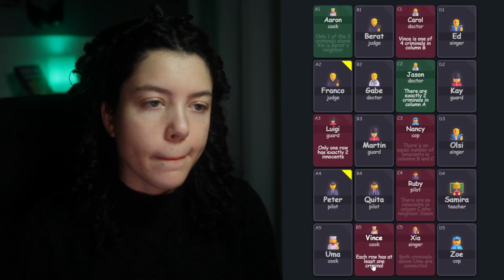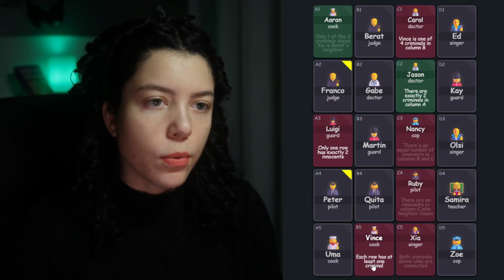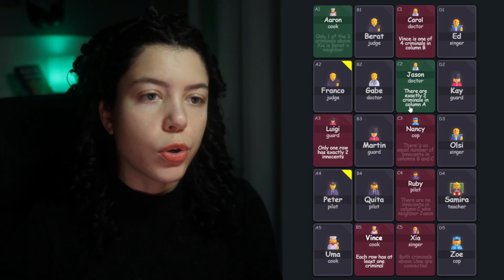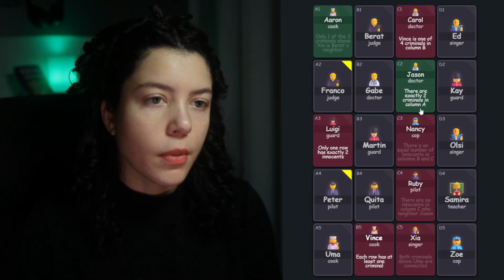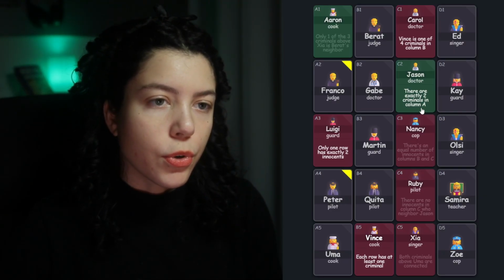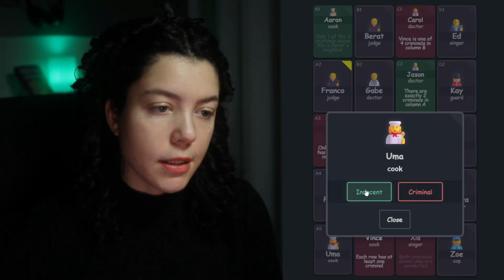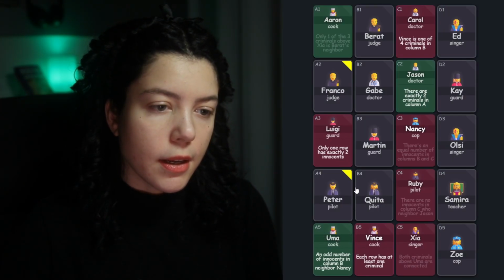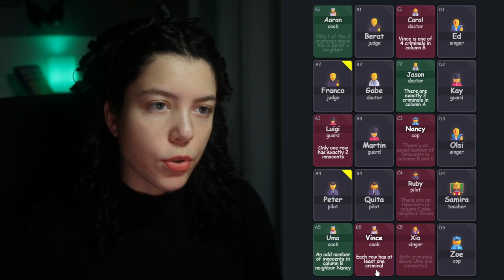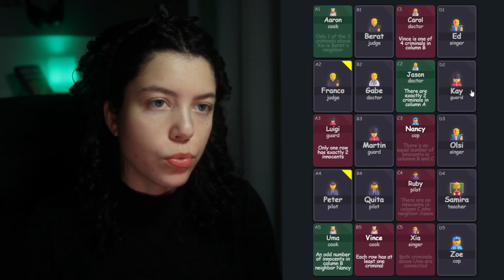Okay, so what do we know? Oh, we know that there are exactly 2 criminals in column A. So those 2 criminals are the ones above Uma, which makes Uma an innocent. And if each row has at least 1 criminal, which row so far has no criminals? I guess row 2. But we don't know who could be the criminal here.